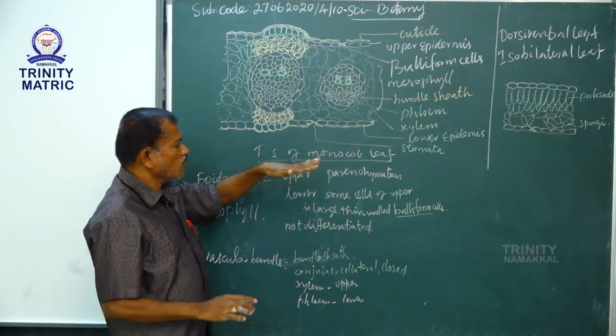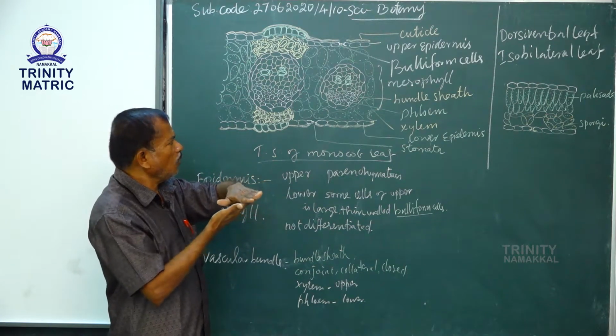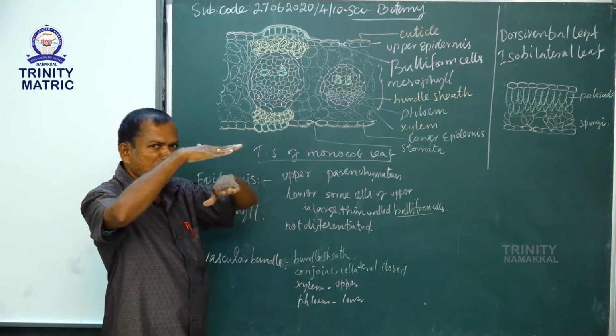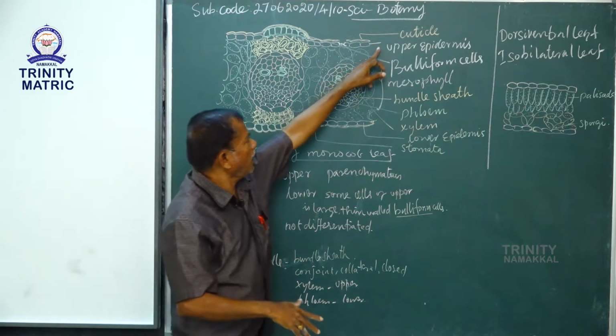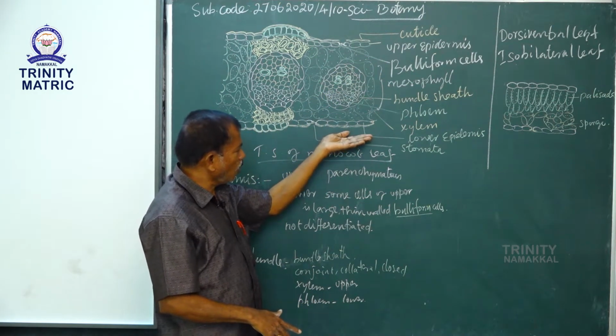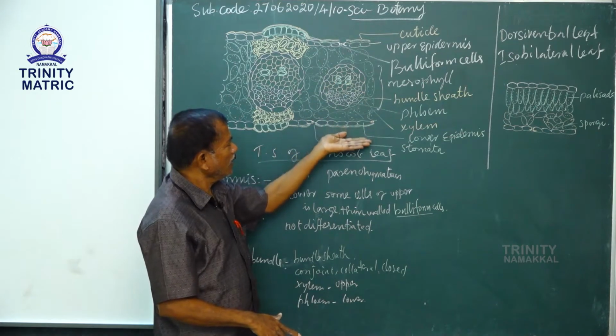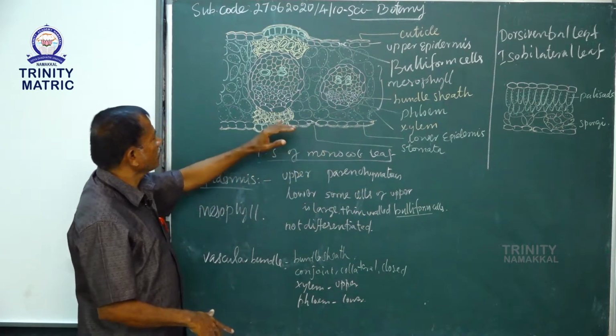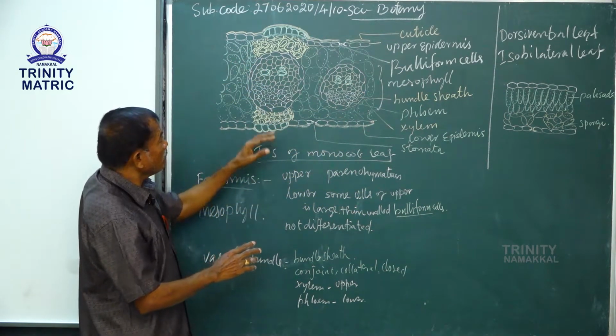A leaf shows both surfaces, upper and lower. The epidermis present on the upper side is called the upper epidermis, and on the lower side it is called the lower epidermis. Next one, you look here.